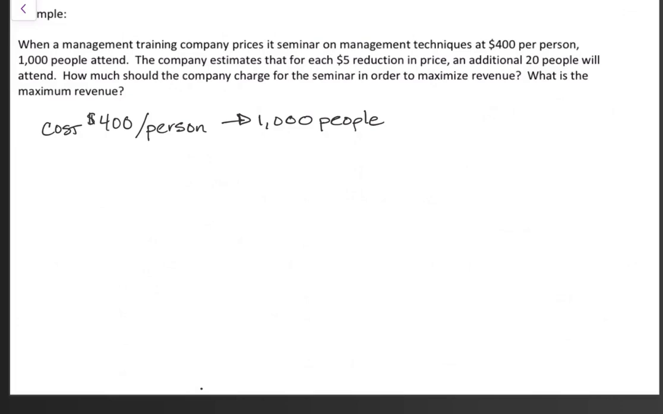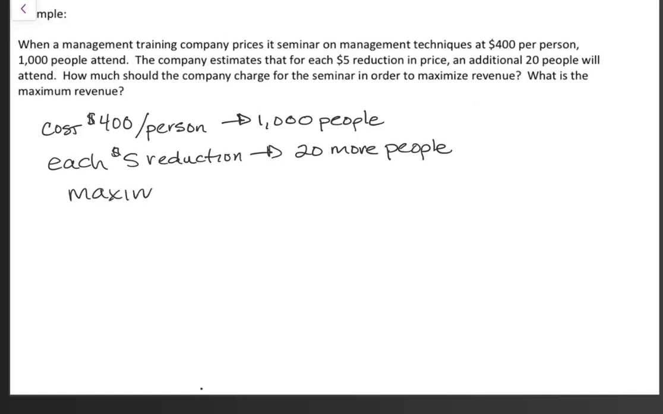And then the next sentence says that the company estimates that for each $5 reduction in price, an additional 20 people will attend. So for each $5 reduction, we will yield an additional 20 more people. And the question is, how much should the company charge for the seminar in order to maximize revenue, and what will that maximum revenue be? So we know that we are wanting to maximize revenue.